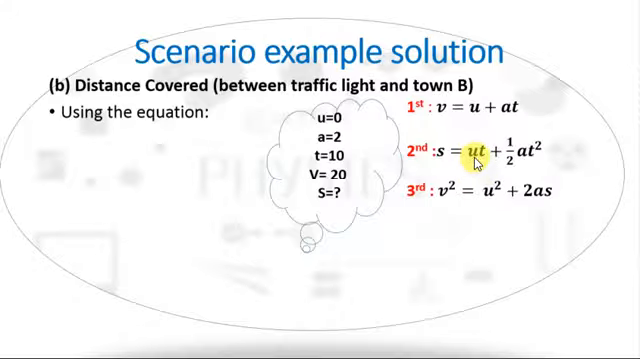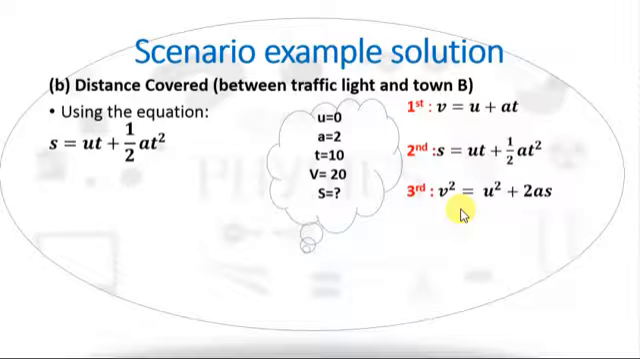Can equation 2 work? We want to get S. So S is here. Do we have U? Yes. Do we have T? Yes. Do we have A? Yes. Do we have T? Yes. Meaning equation 2 can work. How about equation 3? Do we have V? Yes. Do we have U? Yes. Do we have A? Yes. And we want to get S. So equation 3 can also work. So you can choose any of these 2 equations that you can use. Let me choose the second one. You can as well try using the third one. It should still give you the same answer.